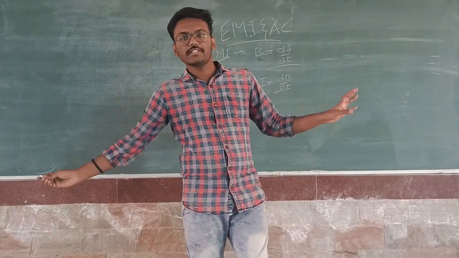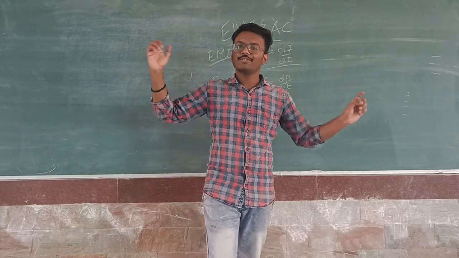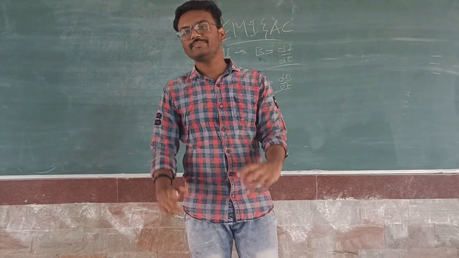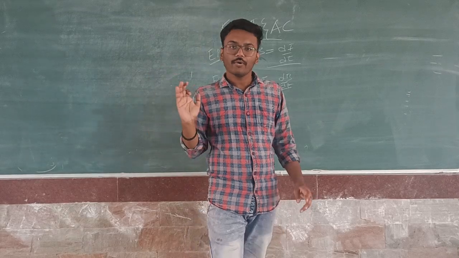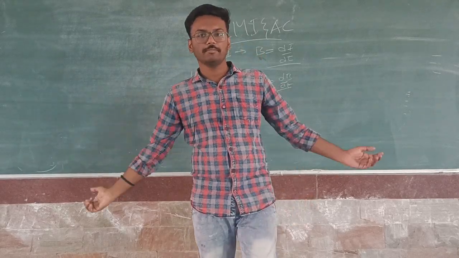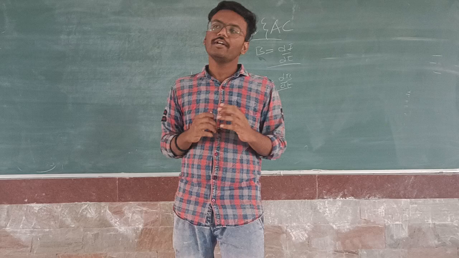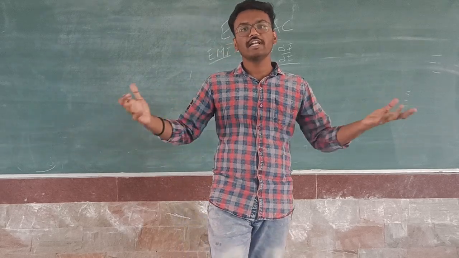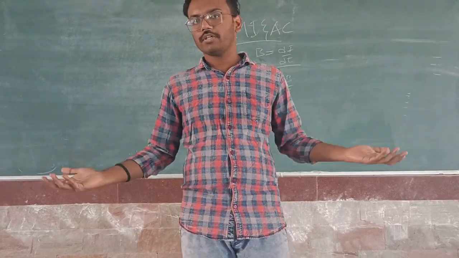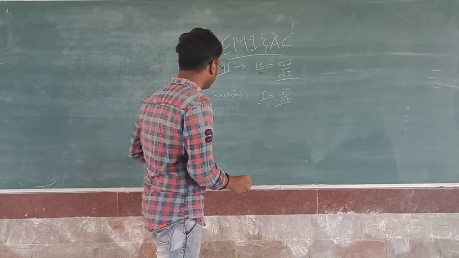So let's assume I am from Andhra Pradesh, and the current is produced in Andhra Pradesh. Now the current should come to Jaipur, as I am studying in Jaipur. So how will the current come? In which direction will it flow? That is given by Lenz's law.